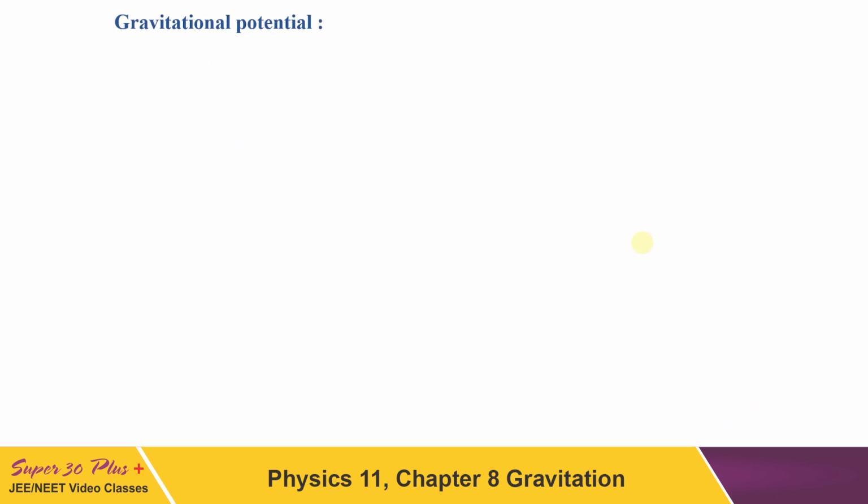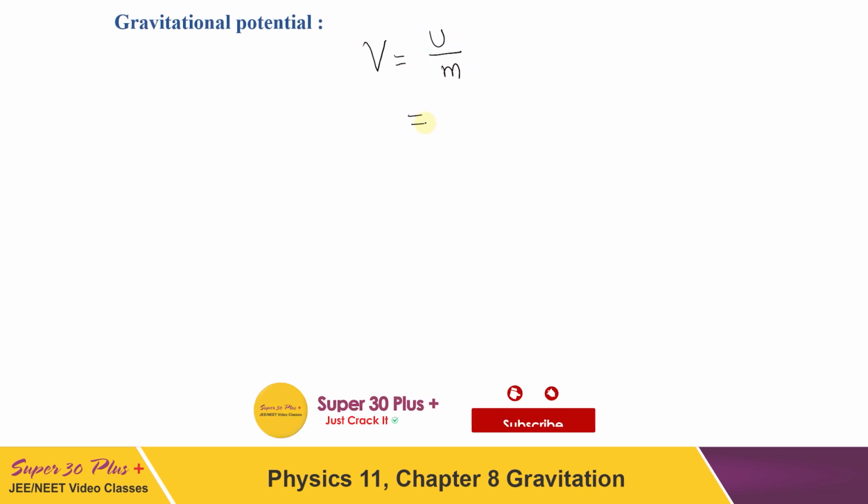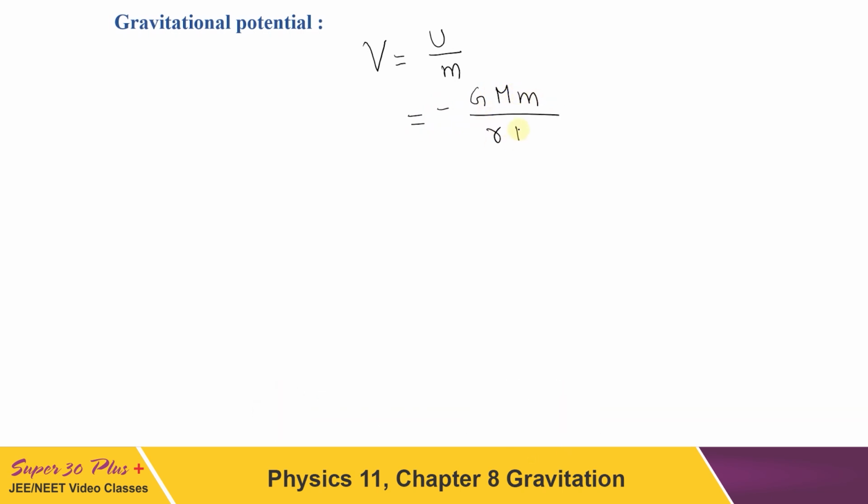Now we have to see what is gravitational potential. Already we have calculated the potential energy. So gravitational potential, generally denoted by V, can be defined as potential energy per unit mass. So if I substitute for a particle of mass m the value of U, that will be equal to minus GMm/r, and then these two m's get cancelled, the value will be equal to minus GM/r.